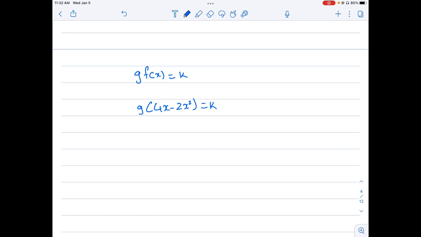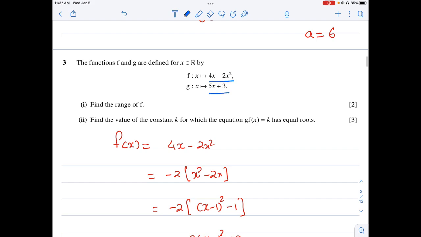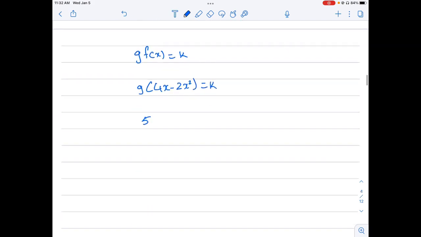Substituting g now. g is 5x plus 3. 4x minus 2x square plus 3 is equal to k. 20x minus 10x square plus 3 is equal to k.